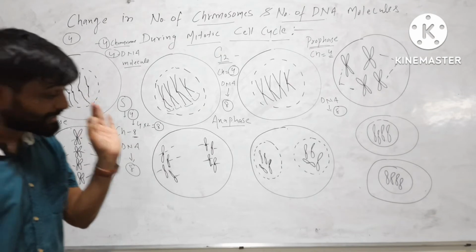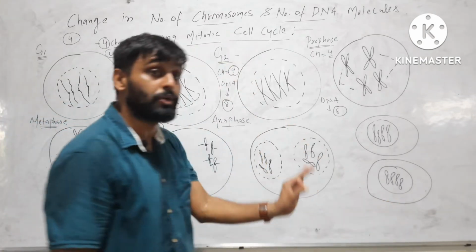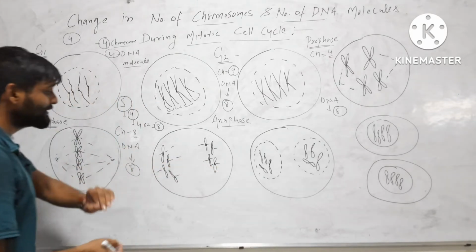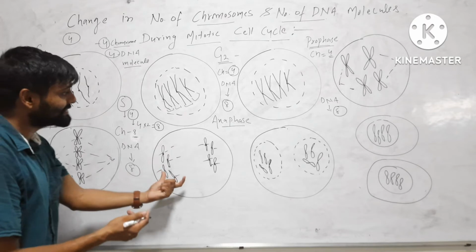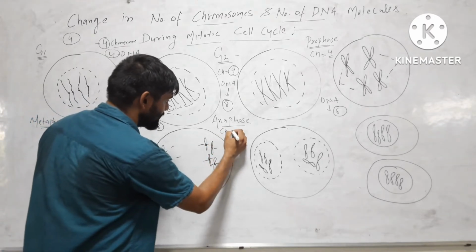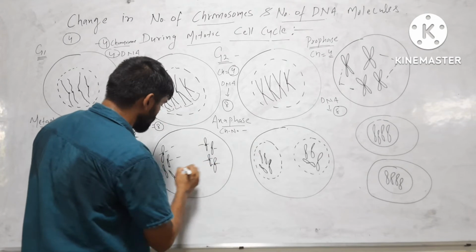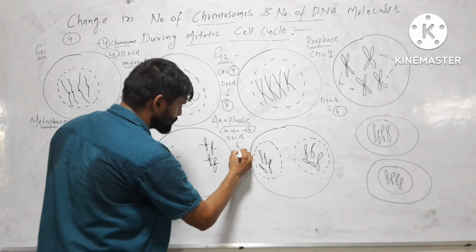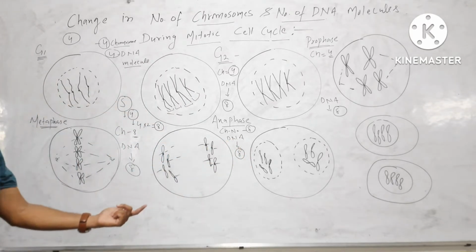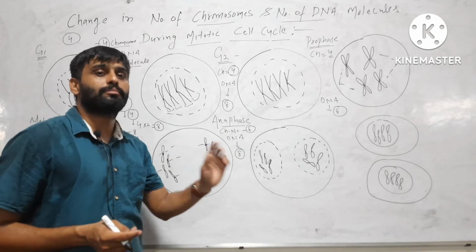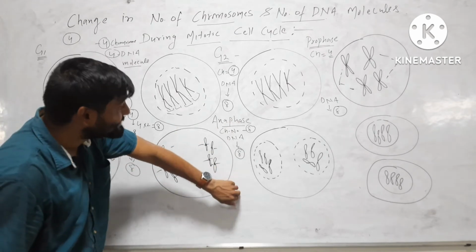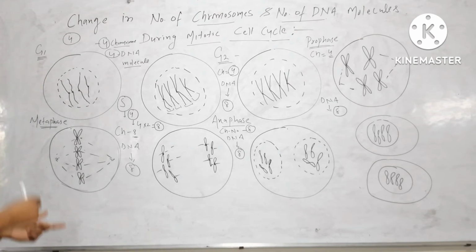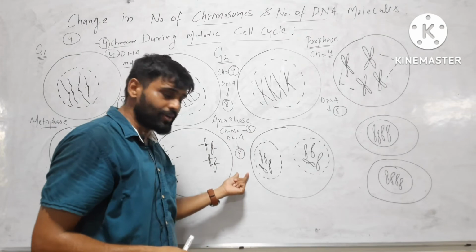If a chromosome or a DNA molecule has its own centromere, then it will be called a chromosome. So now it is an independent chromosome. So here at this stage chromosome number is 1, 2, 3, 4, 5, 6, 7, 8 and DNA molecule is also 8. So at anaphase DNA molecule and chromosome number will be the same, but they will be exactly double in number as they are present in G1 phase. So chromosome number is 8, DNA is also 8.